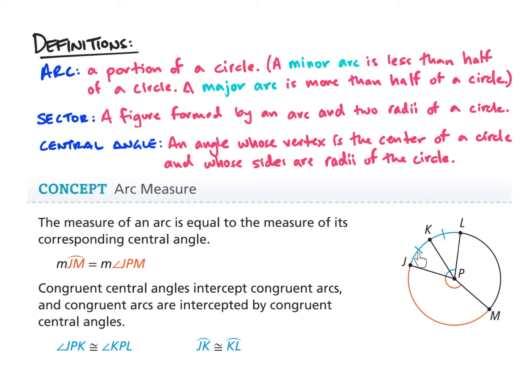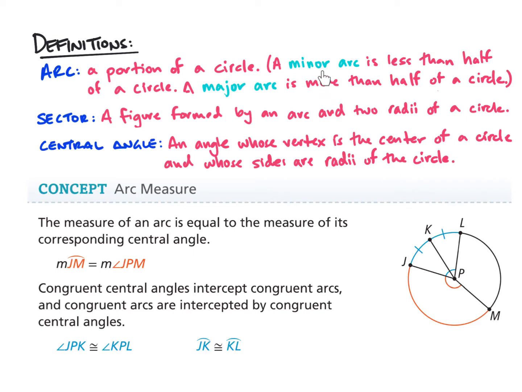I have this circle, and I can see that there's been 4 points labeled on that circle, J, K, L, and M. If I take any portion between two of those points, so like from J to K, that would be an arc. Or from K to L, that would be an arc. Or from K all the way around this way to J, that would also be an arc.